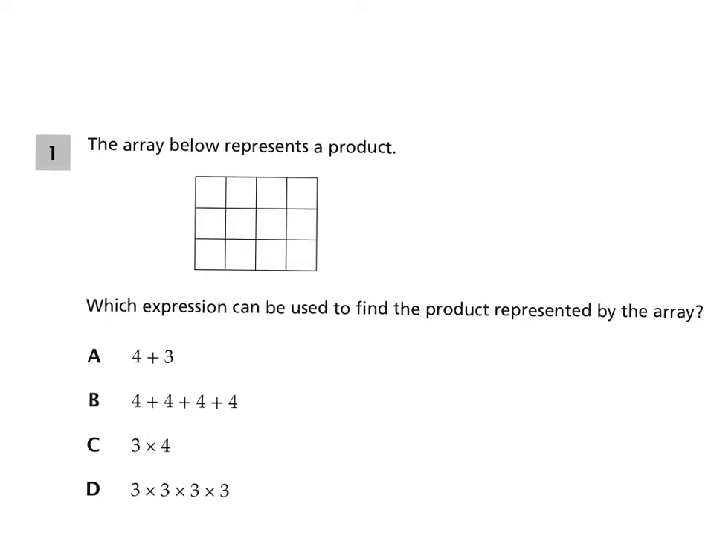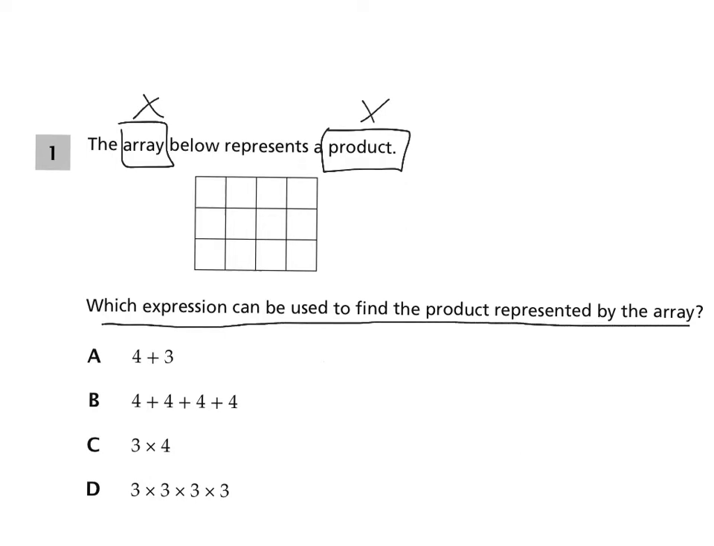The array below represents a product. So we have array and product. Those are action words. We know we need to multiply. Which expression can be used to find the product represented by the array? Again, product and array. We can also circle our picture here because we know that represents numbers for our array.